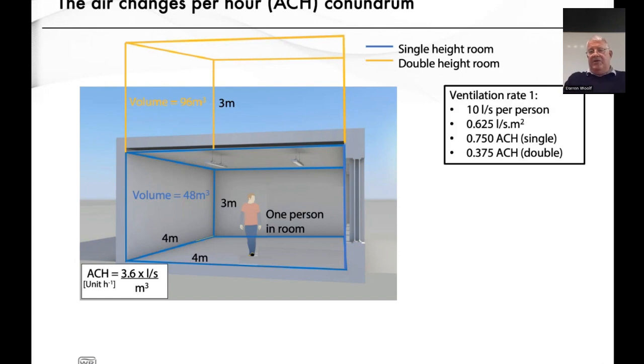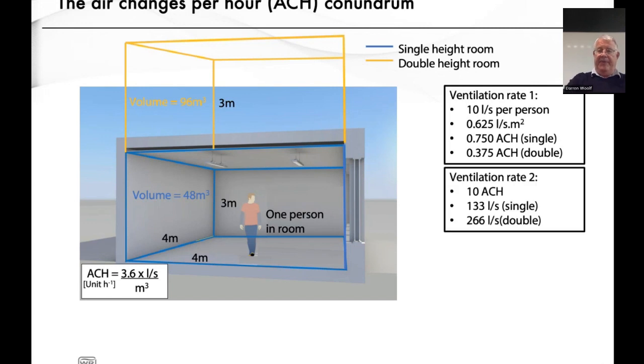So if we think about the first ventilation rate, 10 litres per second per person, so we do see that quite a bit. And if you just divide that by the floor area, it's 0.625 litres per second per metre squared. And if we look at the single room, that's 0.75 air changes per hour. If you double the height, it's 0.375 air changes per hour.